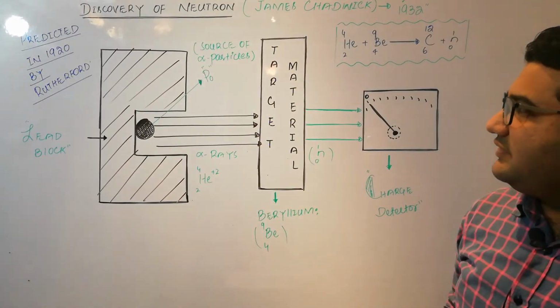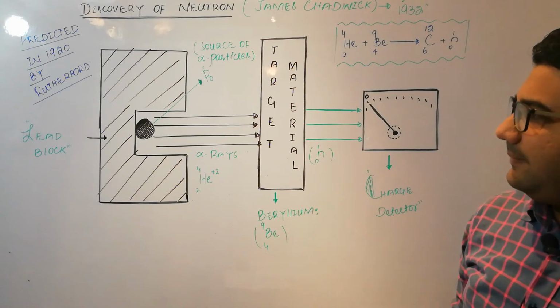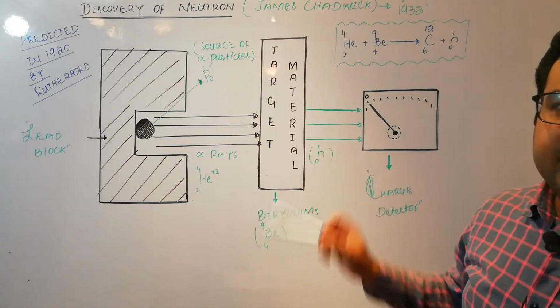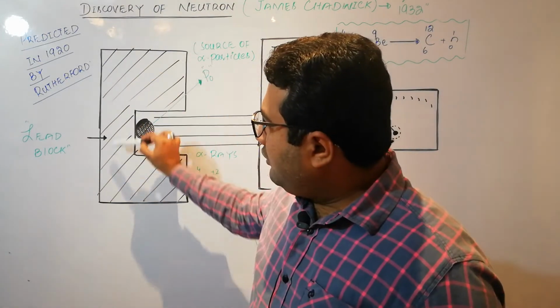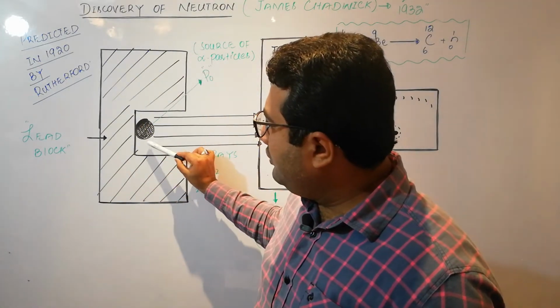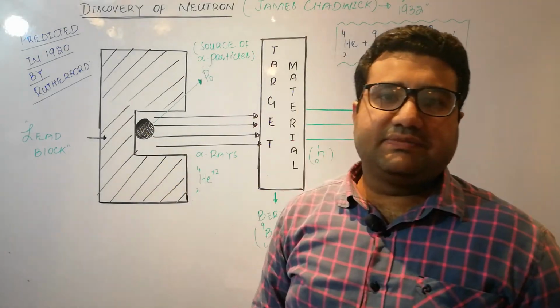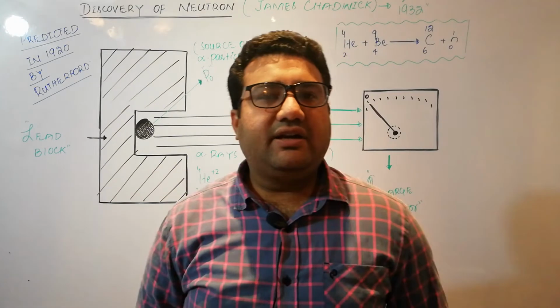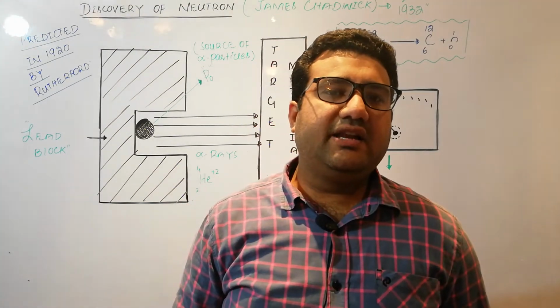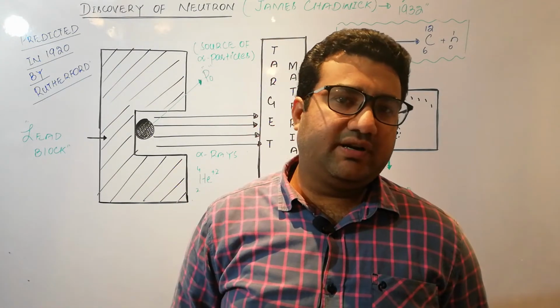Now, how was the neutron discovered? What was the experiment? The schematic diagram of this experiment is in front of you. This one is the lead block in which polonium is placed. Polonium is a radioactive element and it is an element of group 6A of the periodic table.